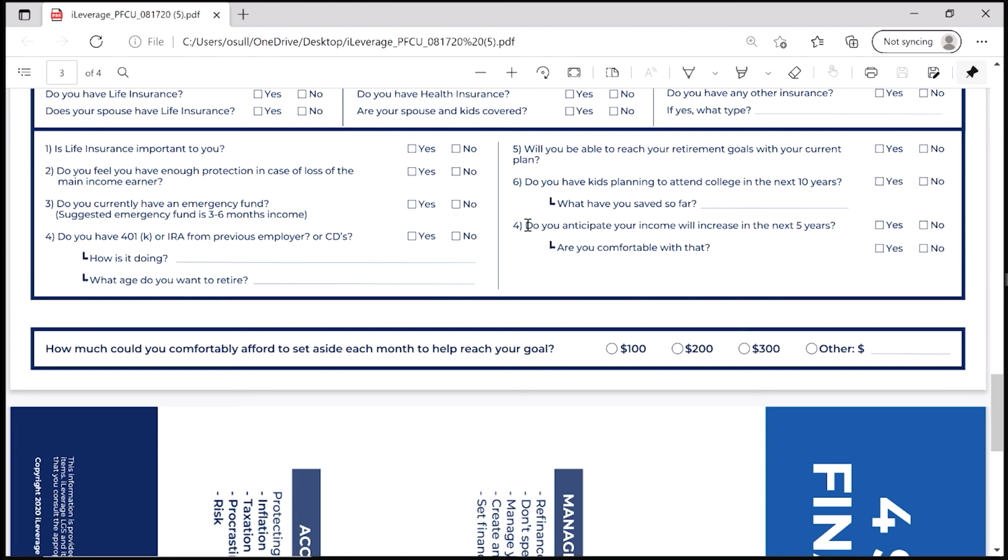Are your kids planning to attend college? Anyone in the next 10 years? Do you have income that will be increasing over the next 5 years? How are you doing? Okay, and don't miss this bottom question here.